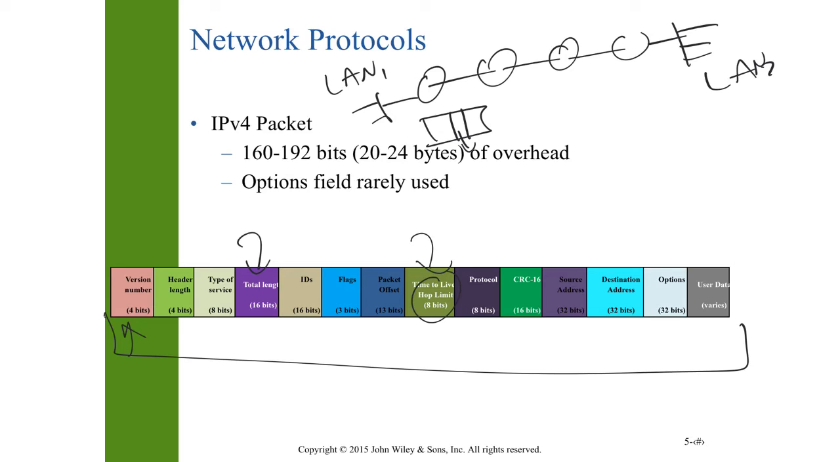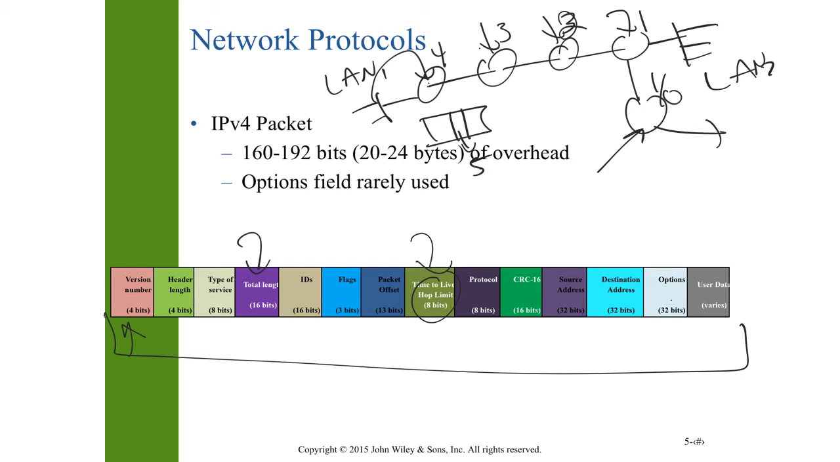Let's say I mark the hop limit to be 5. Once it gets to the first router, it will decrement the 5 into 4. This router will decrement it to 3. This one will decrement it into 2. This one will decrement it into 1. And if for some reason there's a router here that decrements the 1 to a 0, this particular router will not forward the packet anywhere. It will simply destroy it once the hop limit reaches 0.